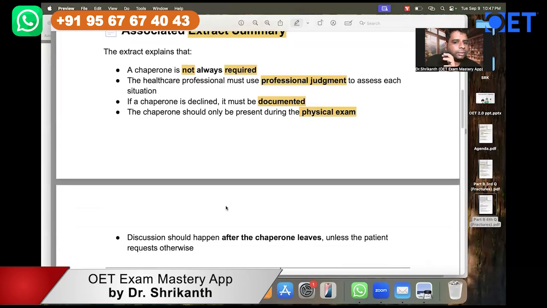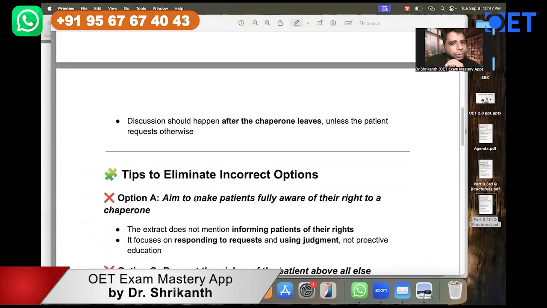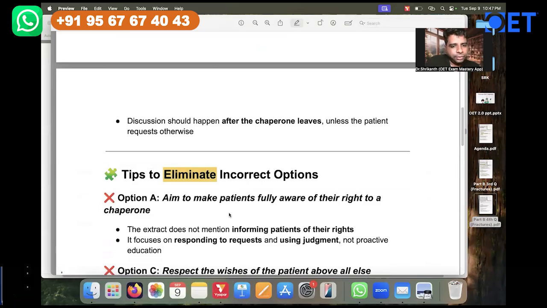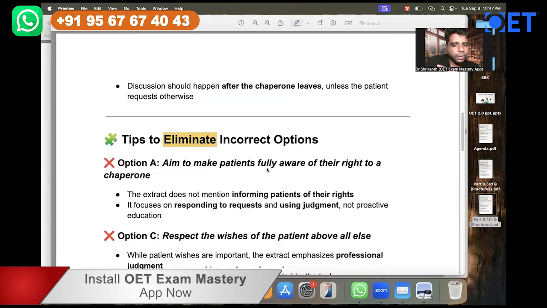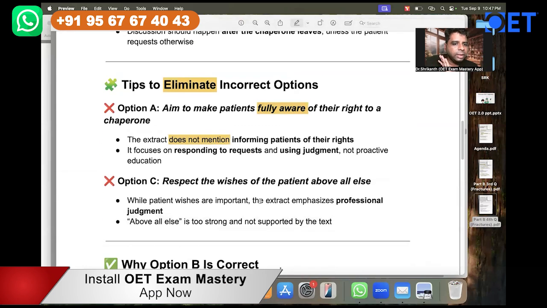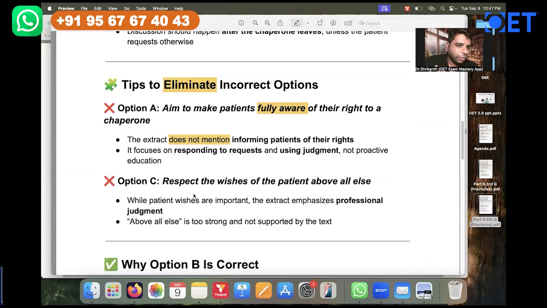So you must be giving importance only to that, and you should be able to eliminate. Eliminating the incorrect answer options is very important. Right, it's an aim to make patients fully aware of their right to a chaperone. Nothing regarding that is mentioned. It does not mention anything regarding this. So therefore, we can eliminate answer option A.